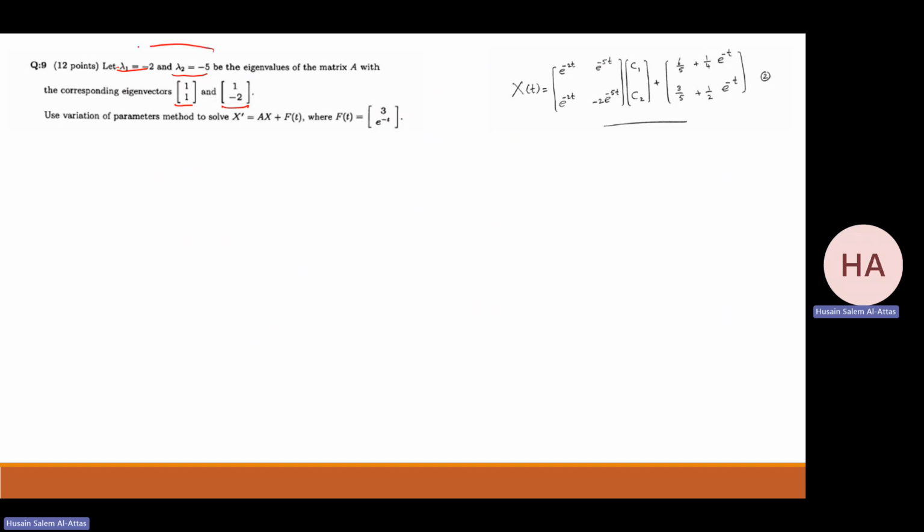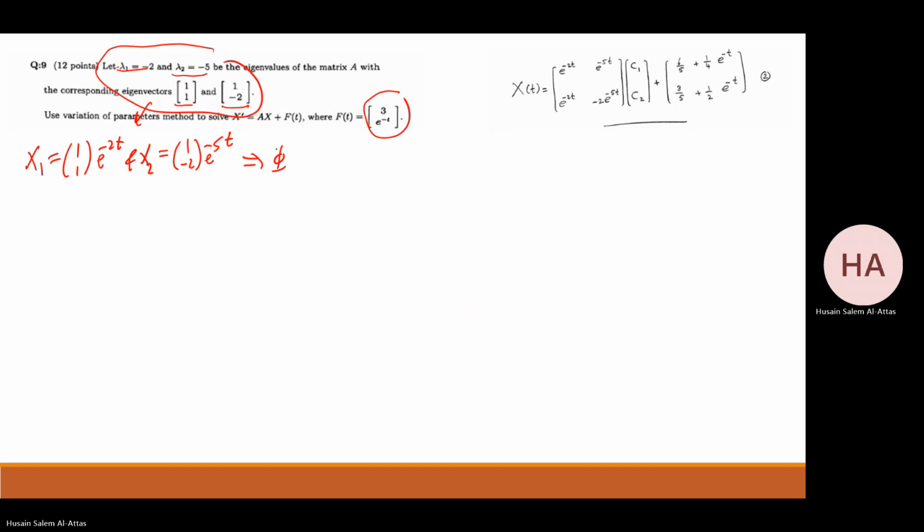So from these, I'm getting what? x1 is (1, 1) e^{-2t}, and x2 equals (1, -2) e to the power -5t. So this is my f of t, huh? So e^{5t} will be e^{-2t}, e^{-5t}, e^{-2t}, minus 2e^{-5t}. Yeah, let me be careful with the calculation.